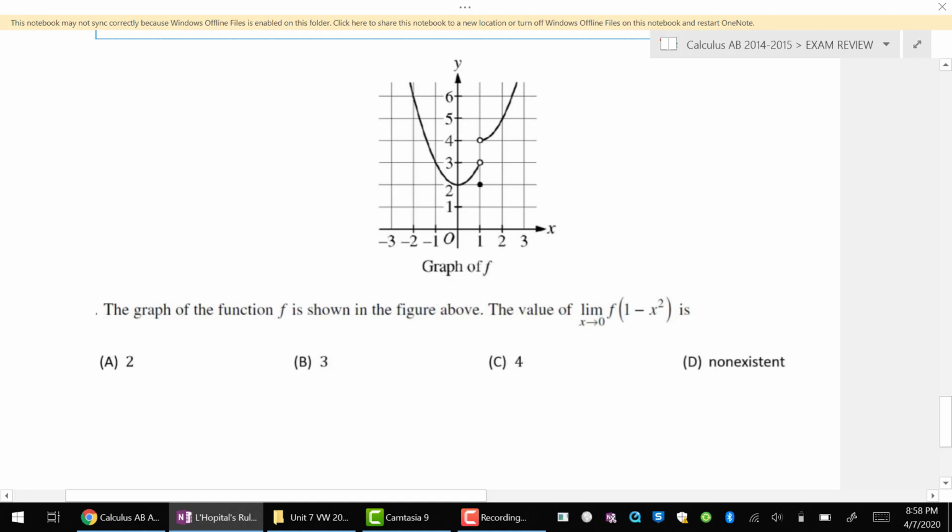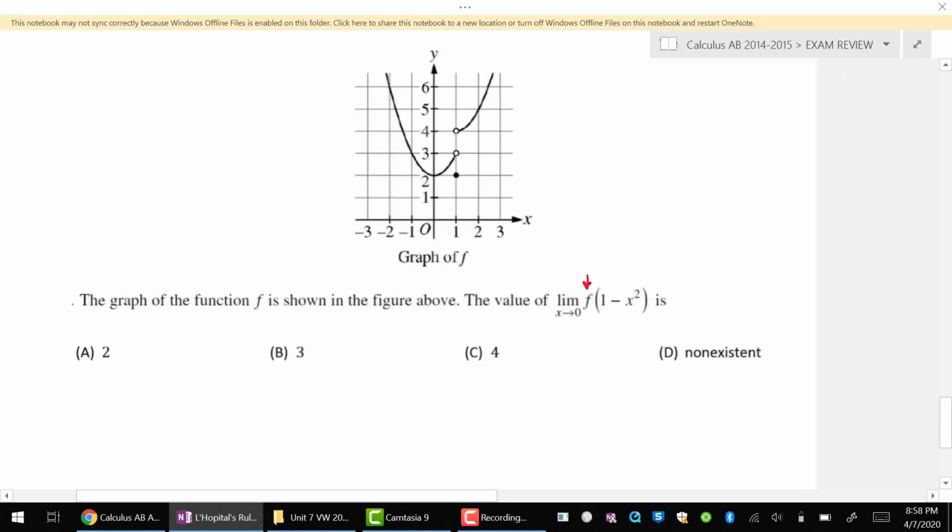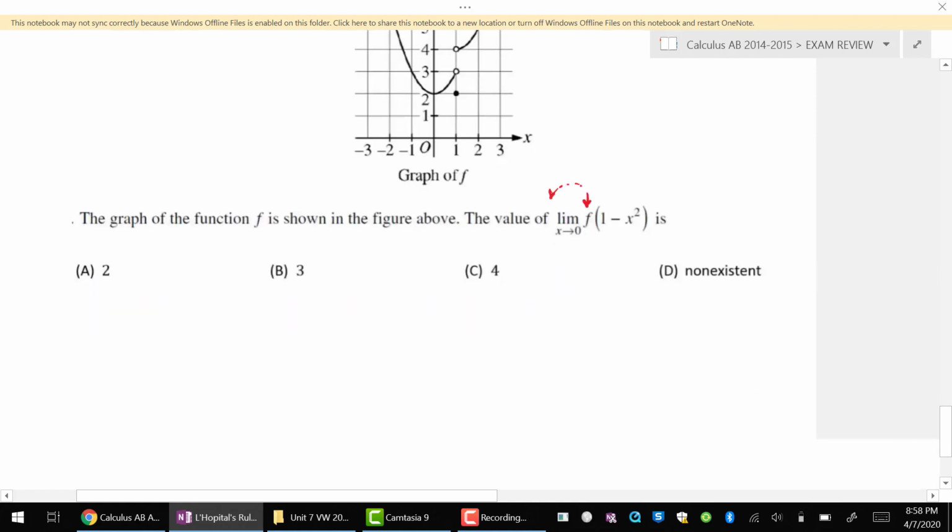So for this problem, I tend to take this outside part of the function and bounce it out to the outside of the limit. So what that means is, what I'm really evaluating here is f of some limit, the limit as x approaches 0 of that inside function, 1 minus x squared. But I've got to be careful with what I evaluate here. Let's look at the inside function, the limit as x goes to 0 of 1 minus x squared.